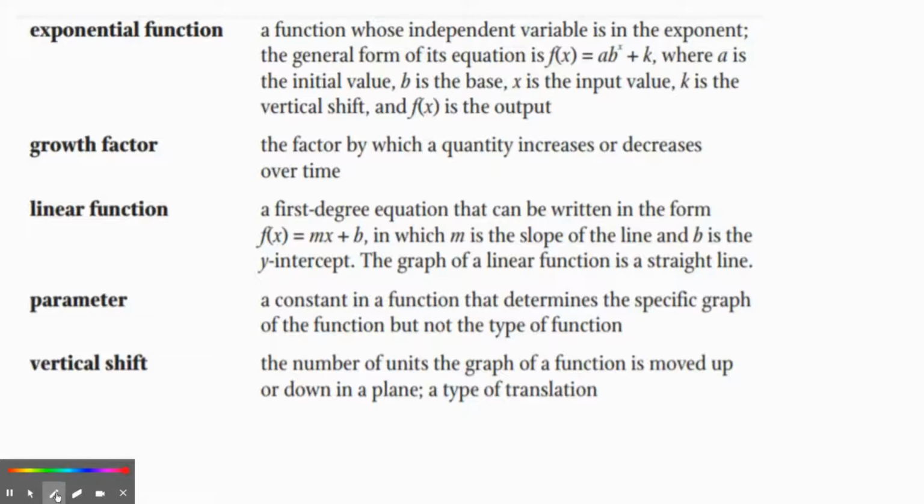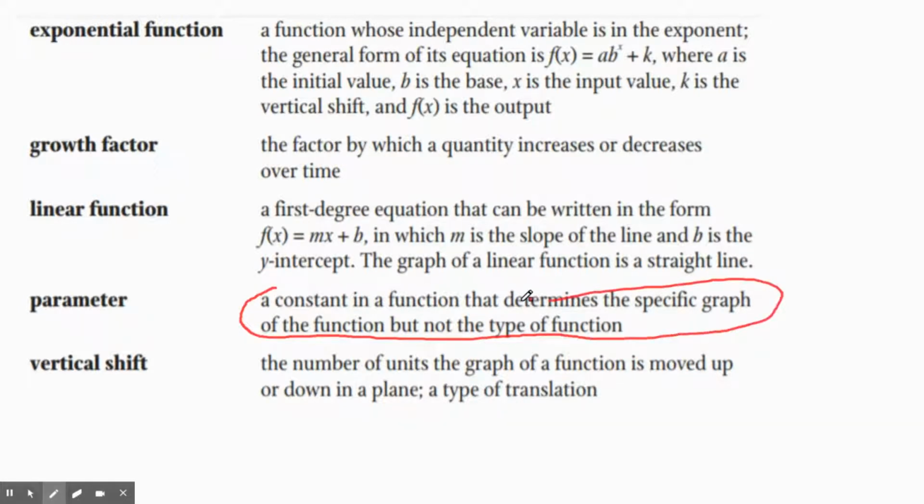This section is called interpreting parameters. And a parameter is a constant in a function that determines the specific graph of the function, but not the type of function.